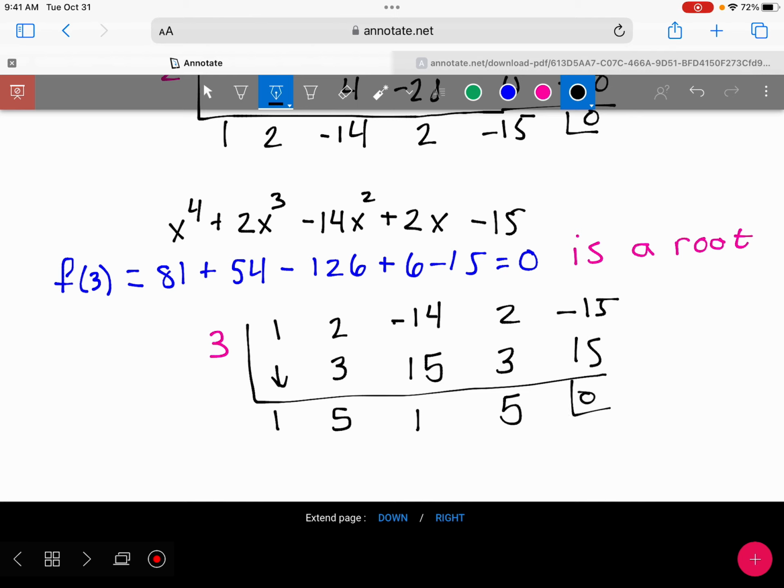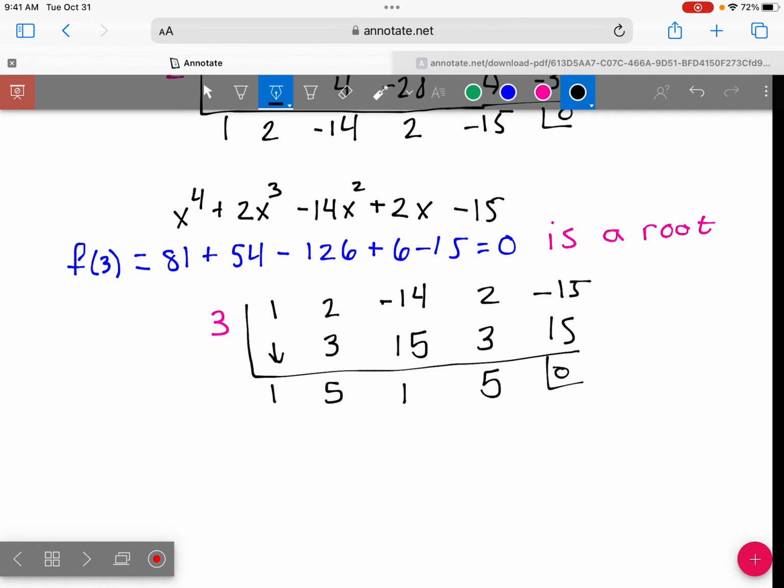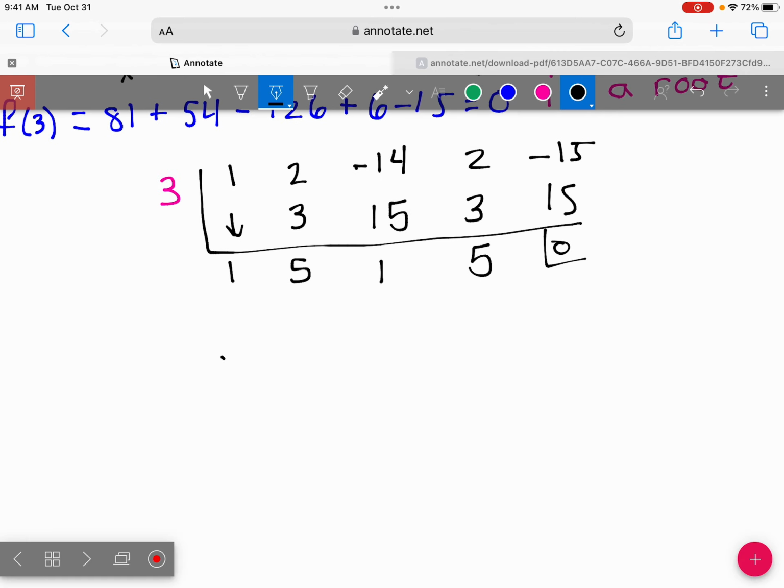So our synthetic division should wind up looking like this. One, 5, 1, 5. What that really is x cubed plus 5x squared plus x plus 5.